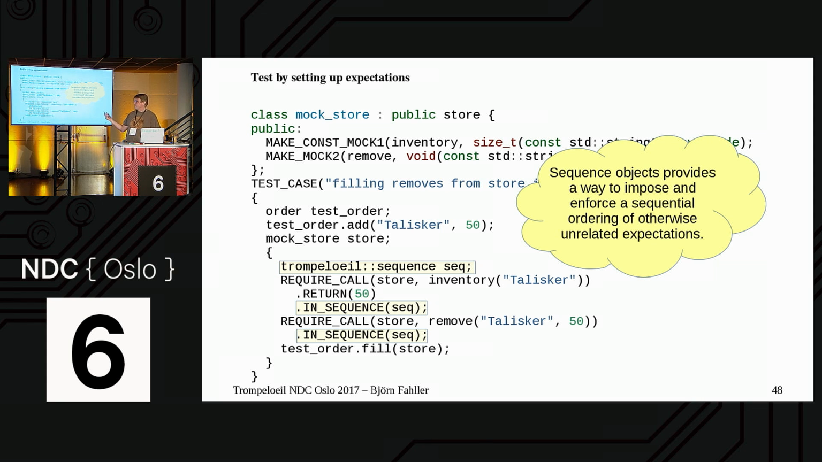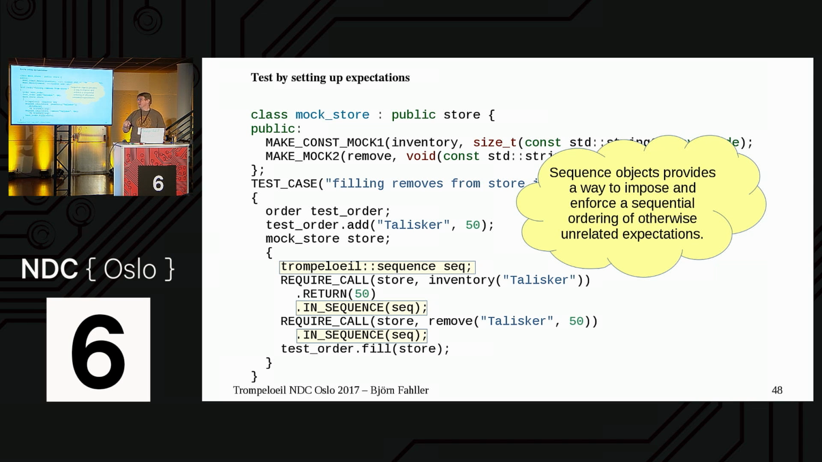We can add a sequence object to impose an order. This is more or less exactly the way that Google Mock works, by the way. So you have a sequence object, and for every expectation where the order is important, you say in sequence and the name of the sequence object.